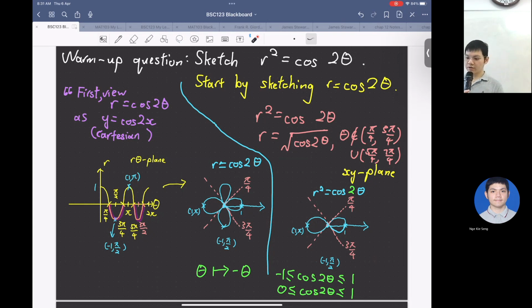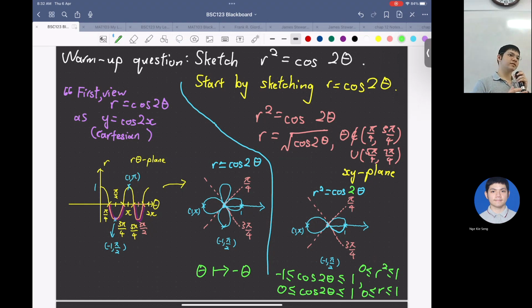So r squared is bound by 0 and 1. So if you take the square root, you are still in between 0 and 1. Anyway, I think we should stop at this stage, but if you want to plot, you still need to go to r. Never mind. Because cos 2 theta is bound by 0 and 1, r squared is bound by 0 and 1, and r is also bound by 0 and 1. Make sense?